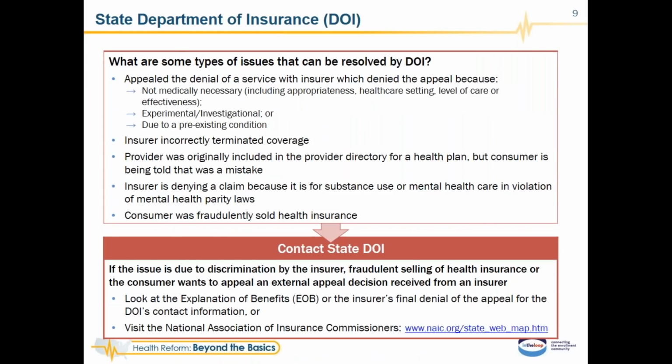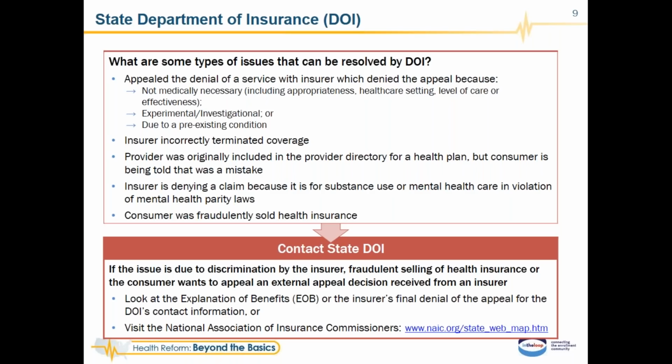The third bucket out of the four are issues that the consumer should address directly to their own state Department of Insurance, again, rather than going to the marketplace appeals entity. Again, there are a number of these situations that sort of mirror what may have happened at the insurer level.